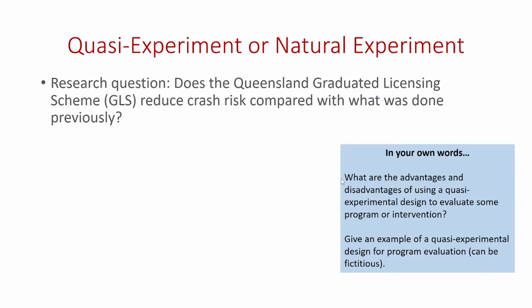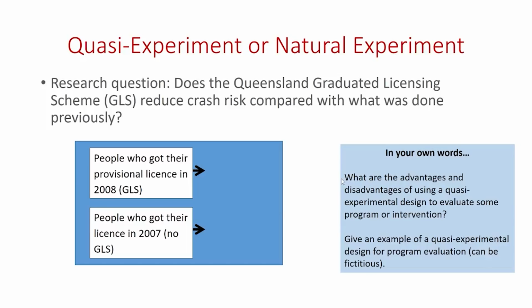Second type of the design was the quasi-experiment or natural experiment. Okay, so here's a sort of research question. Imagine that you've been recruited by the government, you work for the Department of Transport and Main Roads in Queensland as a psychologist, and you're asked to evaluate the Queensland graduated licensing scheme. Yes, this is a real example. This is exactly the sort of thing that psychology graduates do in the real world. And so the question is, does the Queensland graduated licensing scheme reduce crash risk compared with what was done previously?